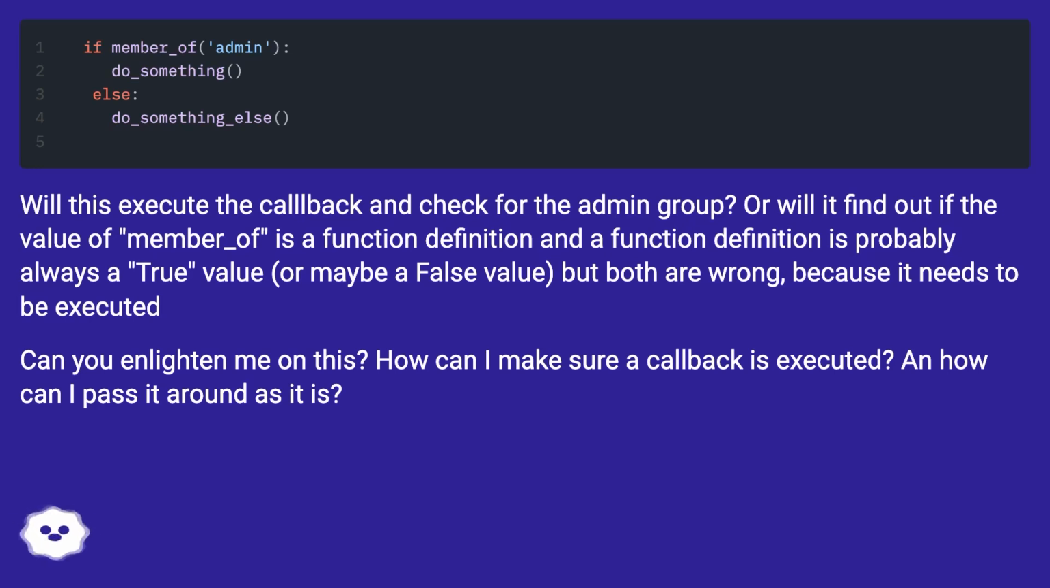How can I make sure a callback is executed? And how can I pass it around as it is?